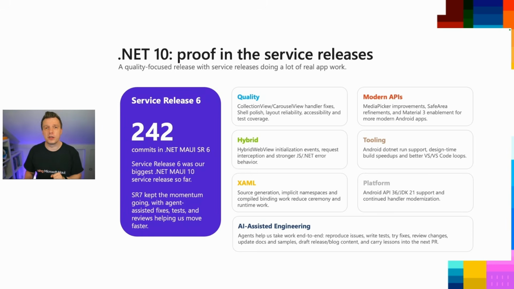The hybrid scenarios that I mentioned a little bit earlier, there are cool new things in there as well for JavaScript interop, sending messages through the bridge, right, from JavaScript to C# and back. Of course, tooling, right? We have cool new tooling things coming up as well. For Android, already .NET Run support. I'll get back to that in a little bit as well. Design time build speedups, better VS and VS Code loops. And if you've not seen our live property inspector and live XAML preview in Visual Studio, definitely go check that out because it's really, really amazing.